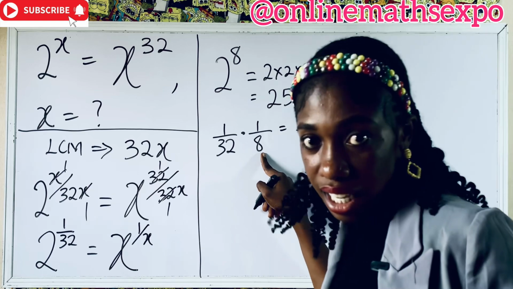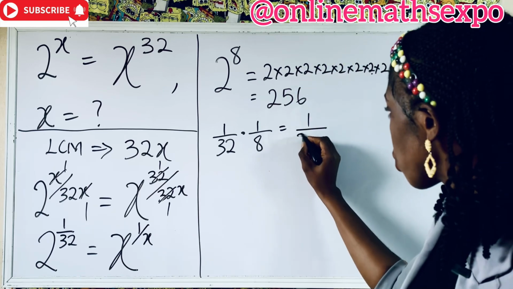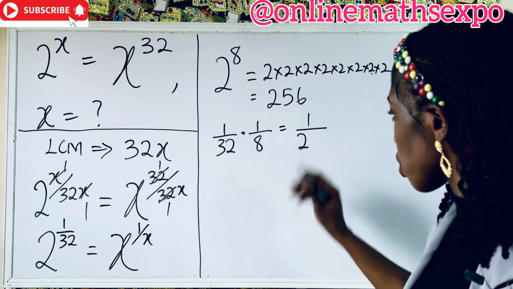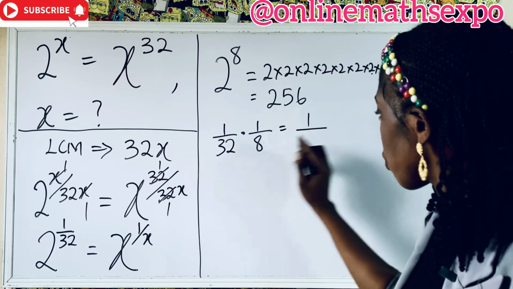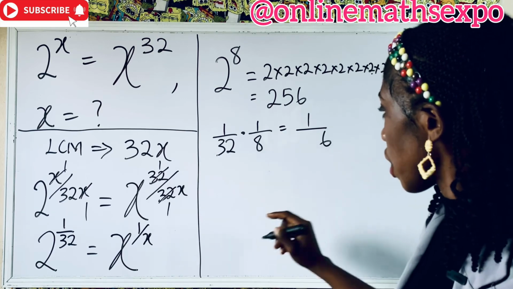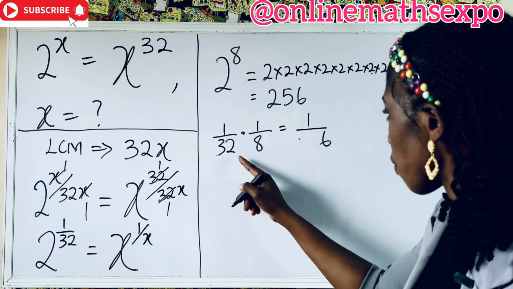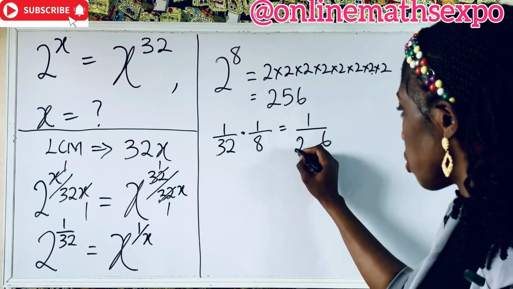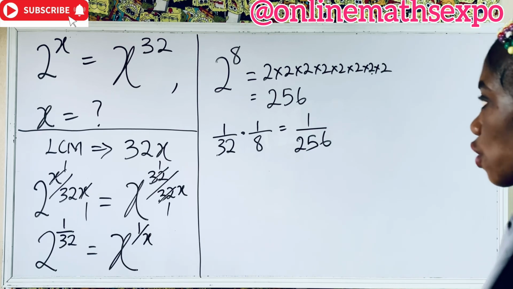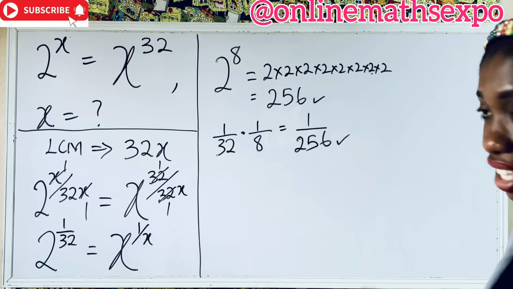32 multiplied by 8 will give us what? Will give us 2. This will give us 6. And 3 multiplied by this is 24. Taking 1, it becomes 256. So you see, this is the same with this.